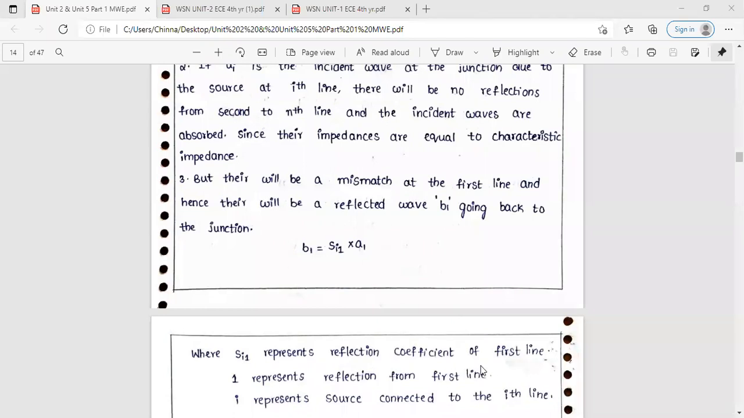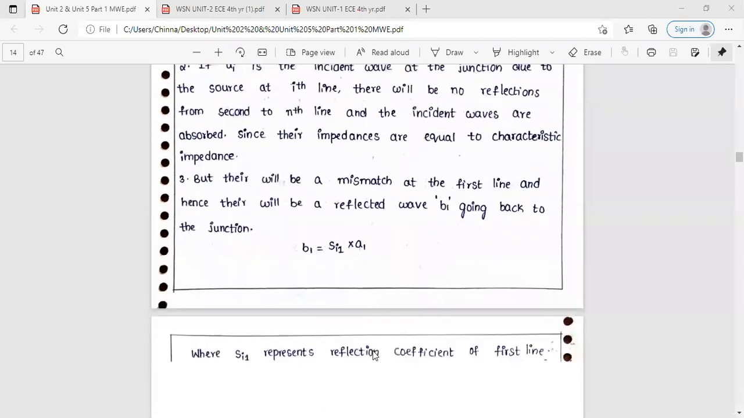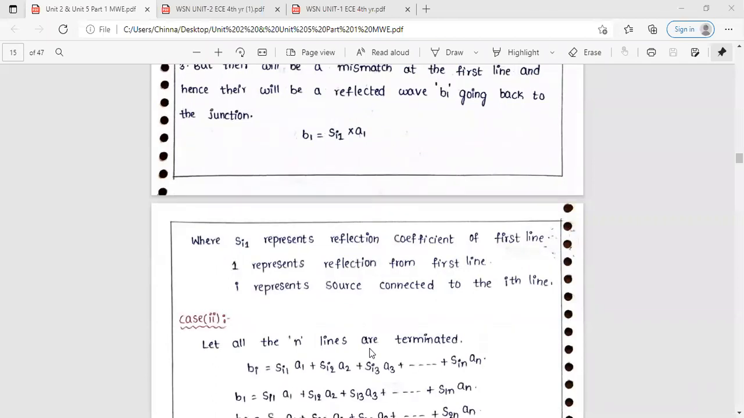Here 1 represents the reflection from the first line, and i represents the source connected to the ith line. So S_i1: i represents the source, and 1 represents the first line. Finally we can obtain that B1 is equal to S_i1 times A1. This is the first transmission line. The others will be exactly matched and terminated.